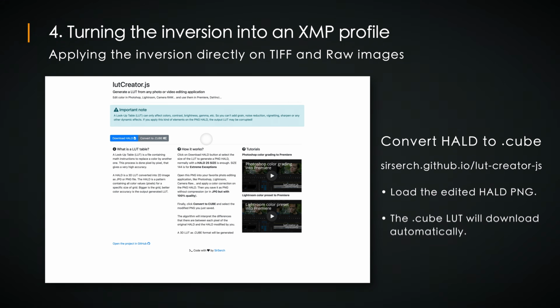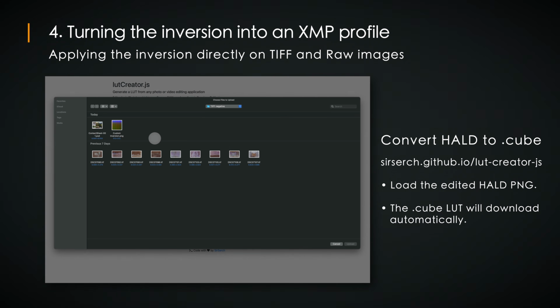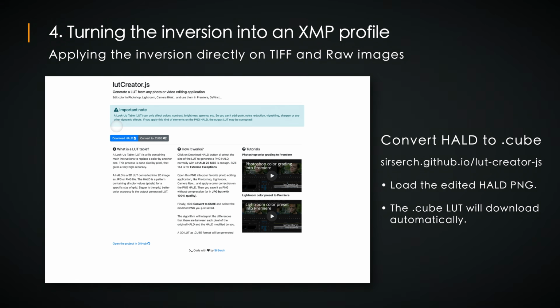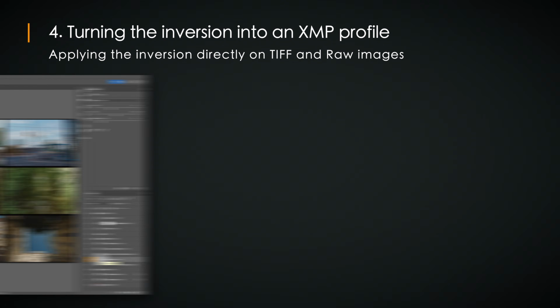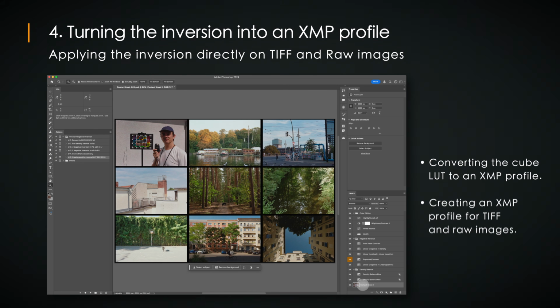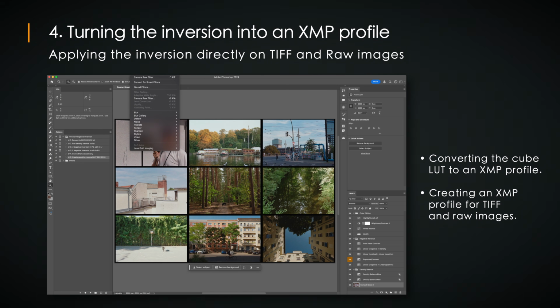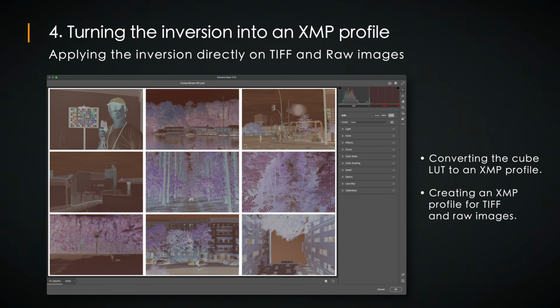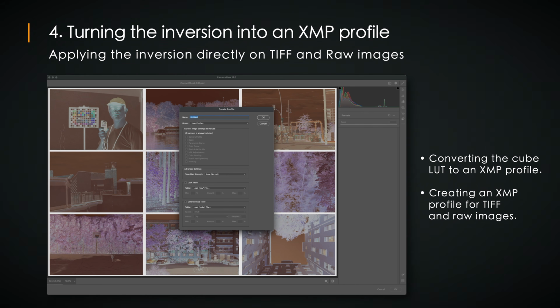Go to this website and click on Convert to Cube. Load the exported PNG image and download the resulting cube file. To create a profile for Lightroom and Photoshop, select the layer containing the negative image, go to Filter, Camera Raw Filter, switch off HDR or any other modifications present by default, go to Presets, and Alt/Option click on this icon to create a new profile.